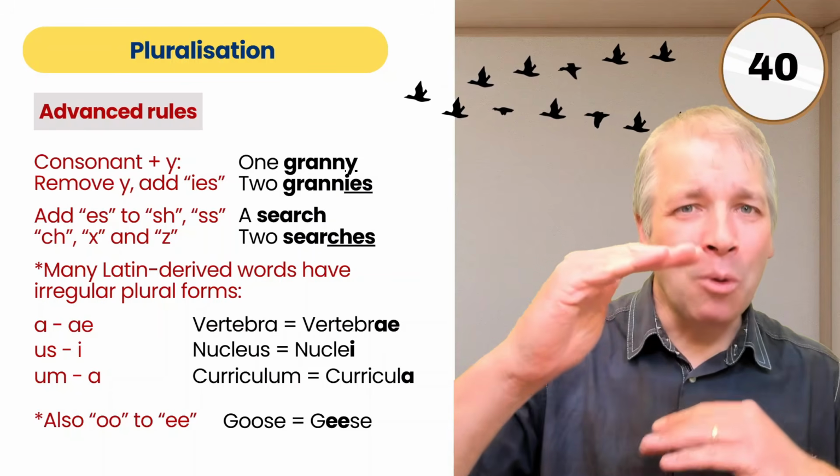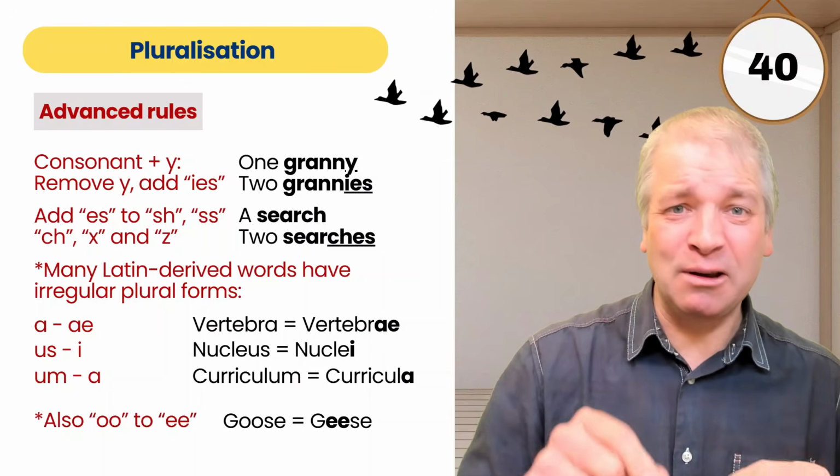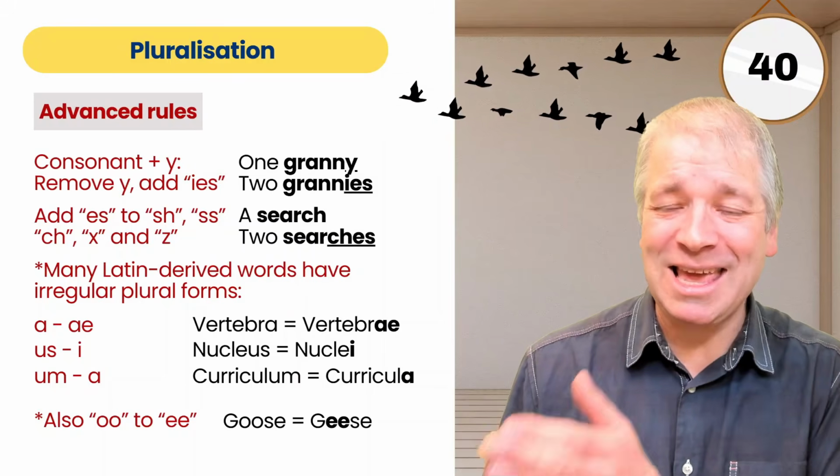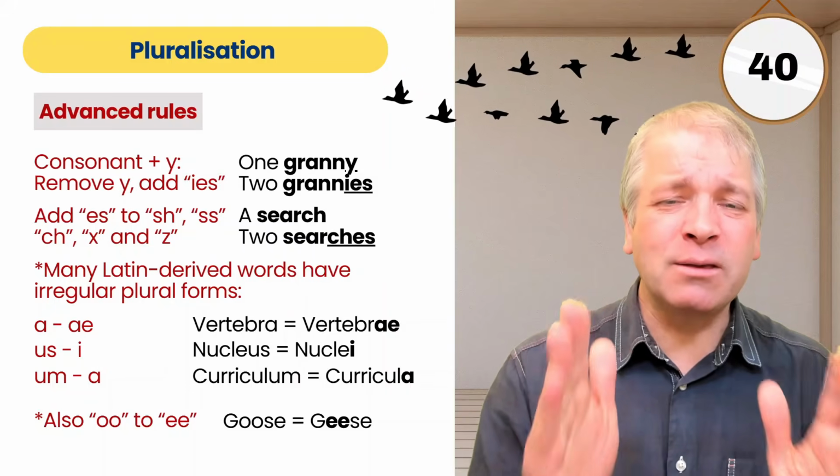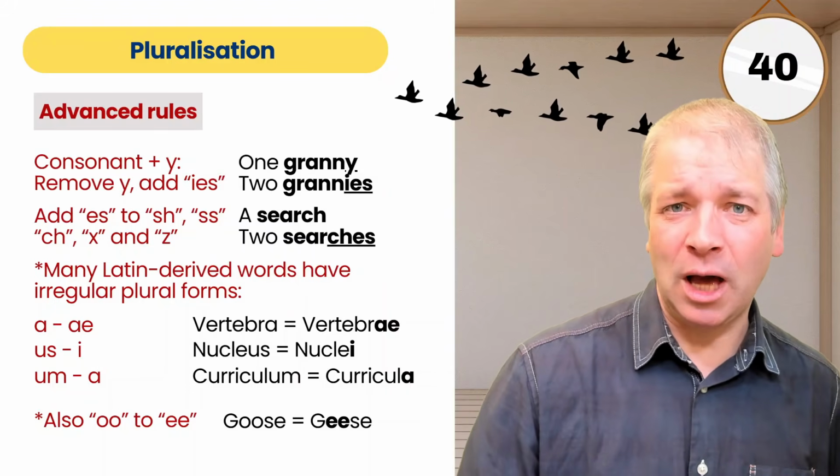These are some of the most common pluralization rules. There are more than this. For instance, where an F turns to VES, but it doesn't always do it. So there are more rules than this, but this covers some of the main ones that you'll come across.